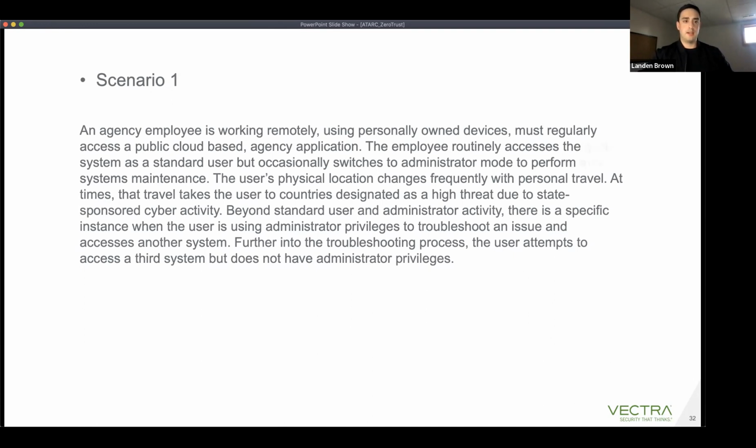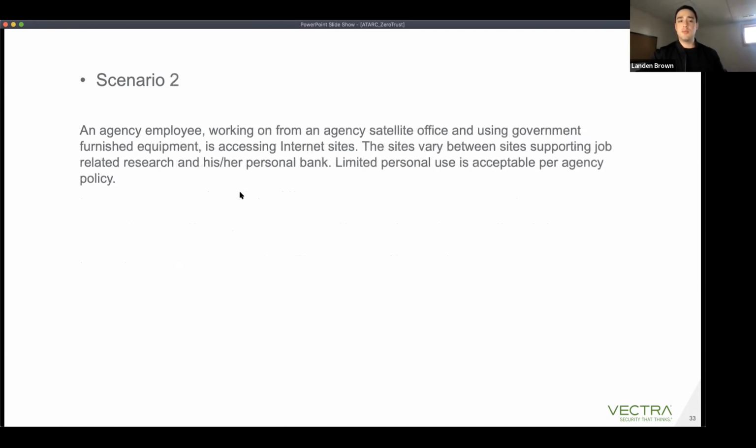Okay, fantastic. So scenario two: an agency employee working from home or from an agency satellite office is using government furnished equipment, and using that equipment is accessing internet sites. The sites vary between sites supporting job-related searches or research and interaction with his personal bank accounts, right?